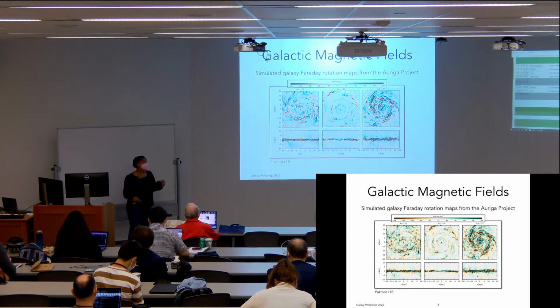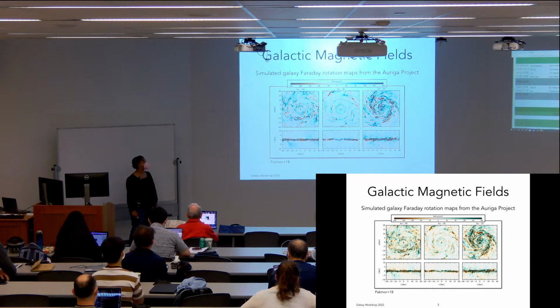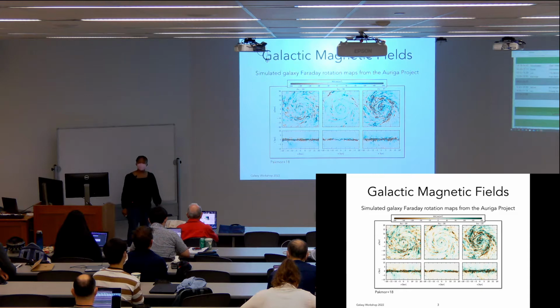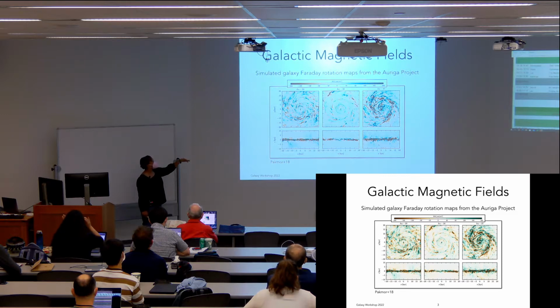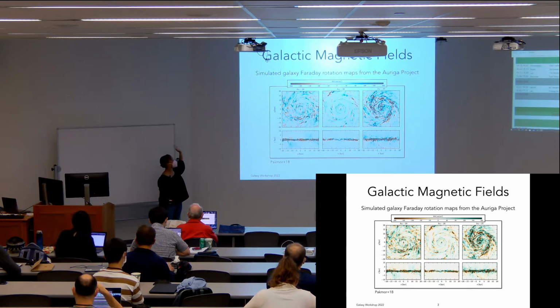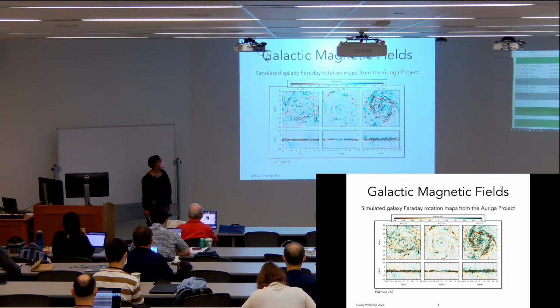We compare our measurements of rotation measures to those that are simulated in galaxies in the Auriga project, which is a magneto-hydrodynamic cosmological zoom simulation of galaxies. Here are 3 shown that were taken from these simulations presented in Pakmor et al. 2018. That's a face-on view of the host and then an edge-on view shown on the bottom with this rotation measure map color-coded from negative values to positive there on the right.